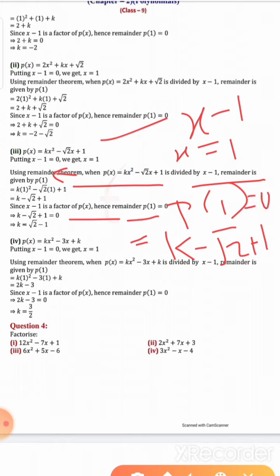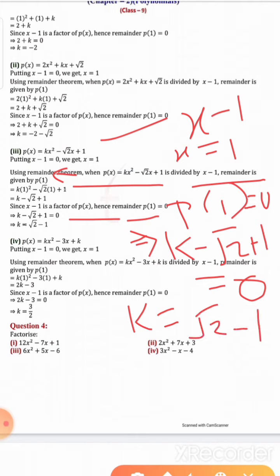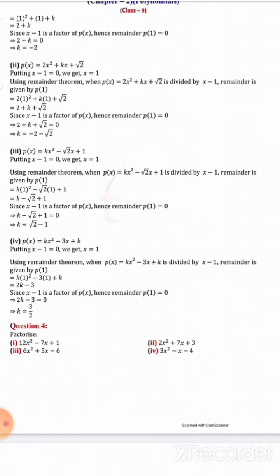So, equating p of 1 to 0, we equate our polynomial to 0. Then we find the value of k. Here root 2 is negative, so on that side it becomes positive, and 1 is positive, so on that side it becomes negative. Substituting by the factor, we get the value of k is root 2 minus 1. Next question, question number 4.